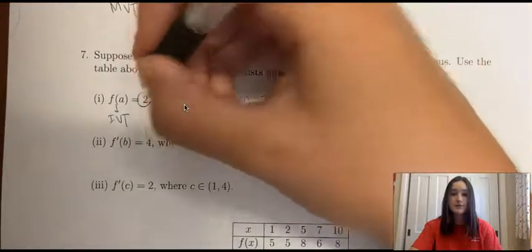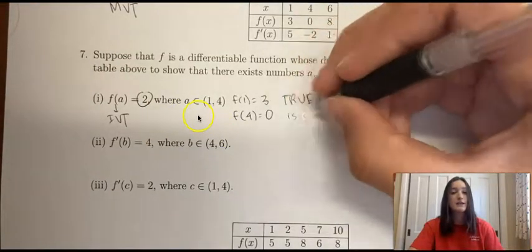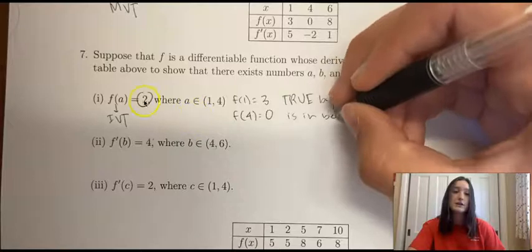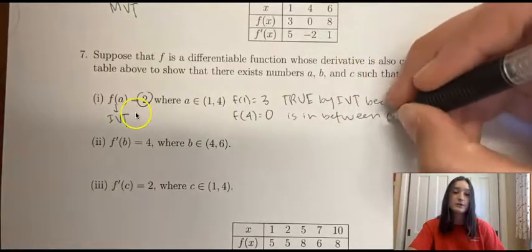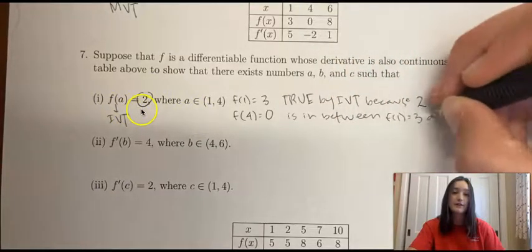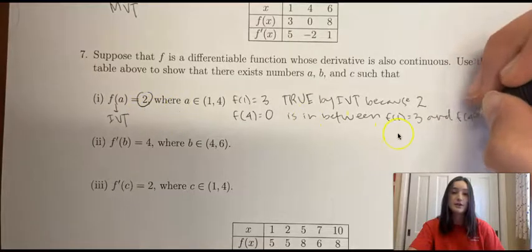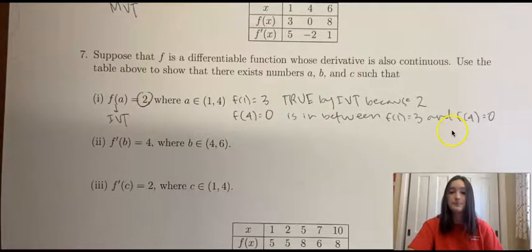Let me write this out. That there's an a that exists such that f of a is between 3 and 0.